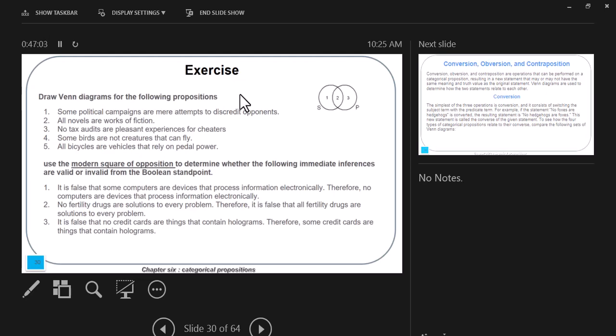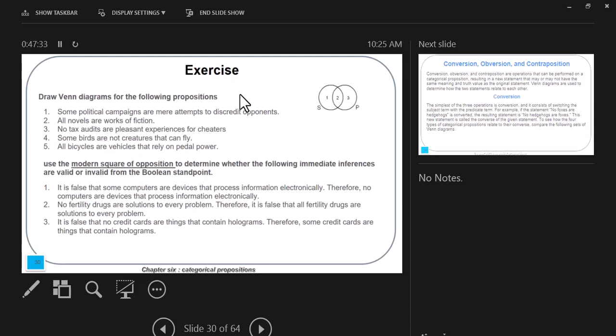Which region? Some political campaigns are mere attempts to discredit opponent, putting an asterisk or shading inside 1, inside 2, or inside 3. Some political campaigns are mere attempts to discredit opponent. Okay, I will come to you later on.